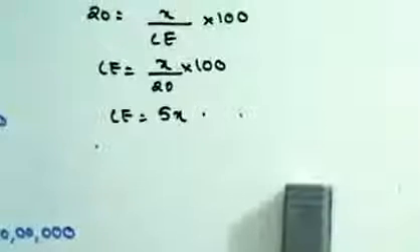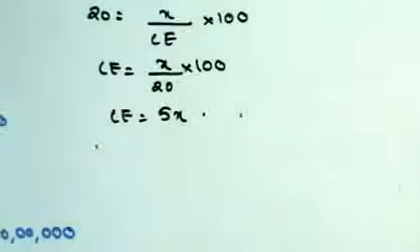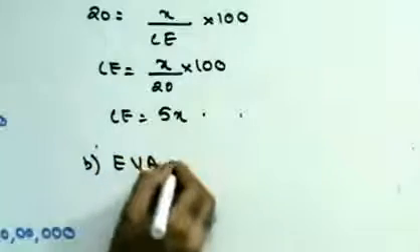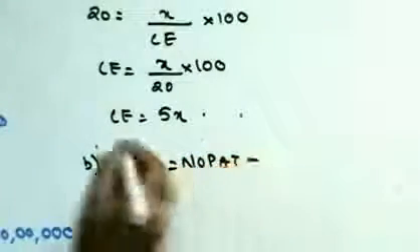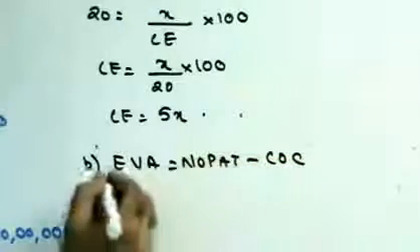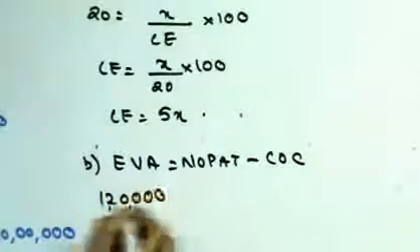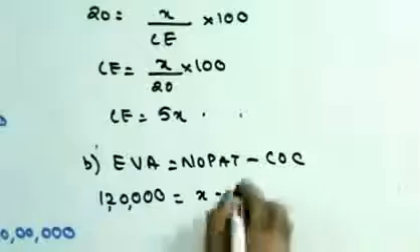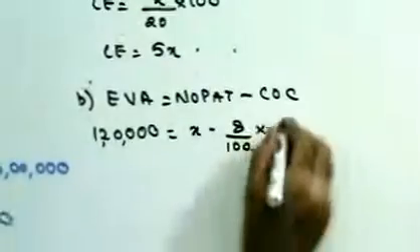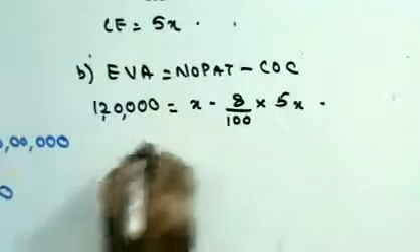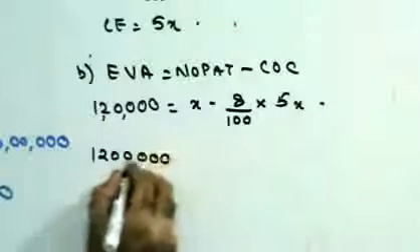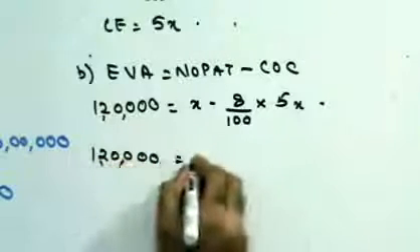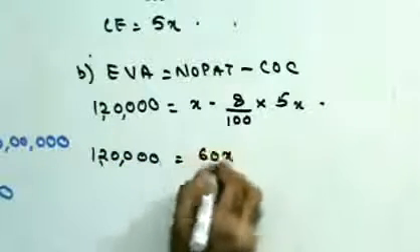Now my EVA is given to me as 120,000. EVA is NOPAT minus cost of capital. EVA is given to me as 120,000. Go on framing your equations. Net operating profit after tax is not given to you. Profit you have assumed as X. Cost of capital is 8% on capital employed. Capital employed you just found out as 5X. So I can say 120,000 is 100x minus 40x, that's 60x upon 100.